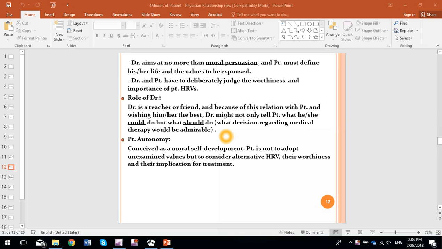Maybe the doctor here aims at no more than moral persuasion. As you can see, the physician is more clear in telling the patient what are the values that the patient should adopt. Though in ethics we always say you ought to, but especially in the deliberative model, maybe the physician selected the word should instead of ought because his focus is to stress the importance of any value that is related to health.